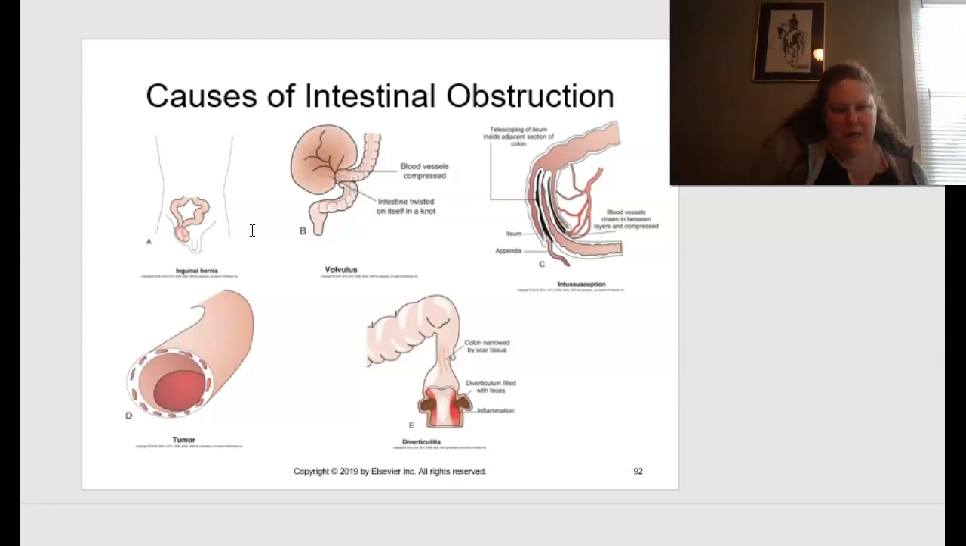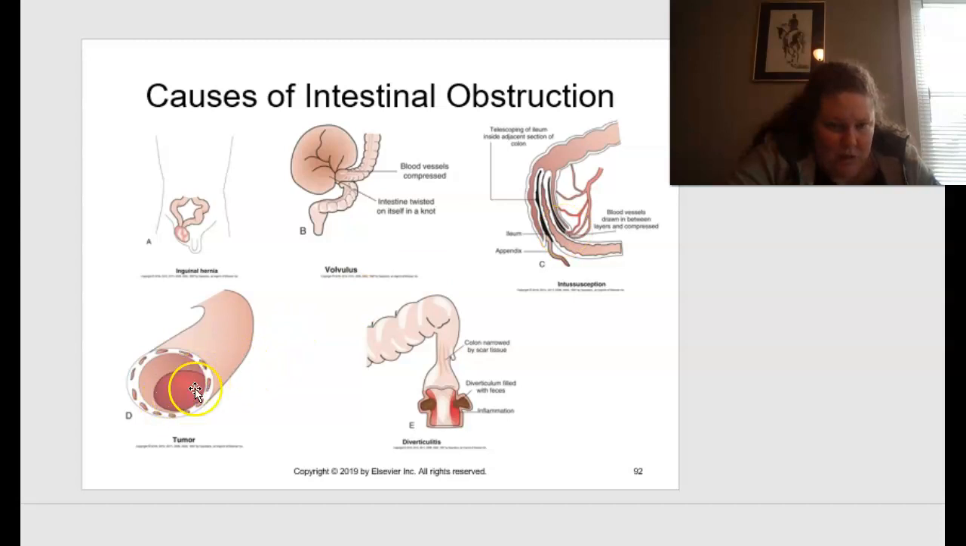So here are some pictures of some different causes of the intestinal obstructions. This is on page 480 in your book. This one is an inguinal hernia, which you can see is going to be distended here, causing a problem. B here is a volvulus, where the blood vessels are compressed and basically the intestine twists itself in a knot. In horses, this is colic, right? Over here in C, this is intussusception, and this is where you have the telescoping of the ileum inside the adjacent section of the colon, right? And then the blood vessels are drawn in between the layers and compressed.